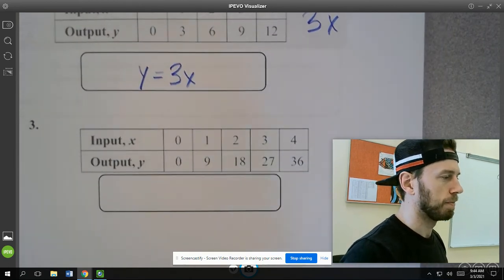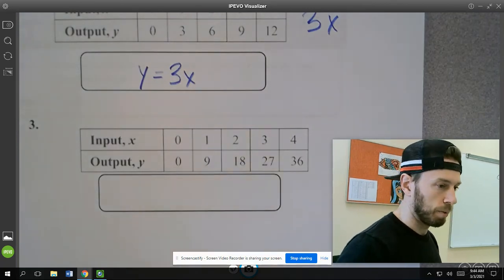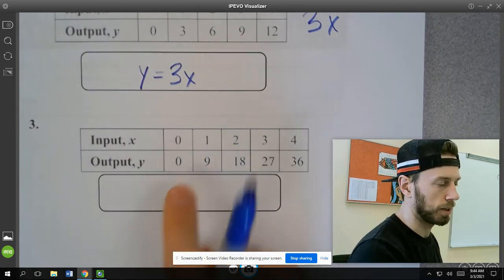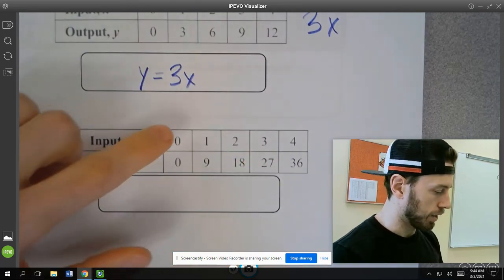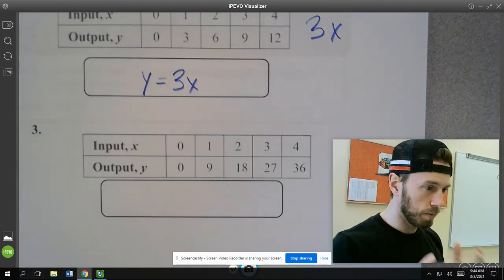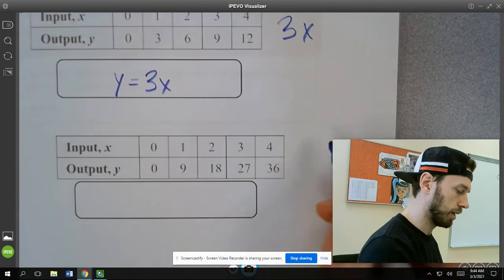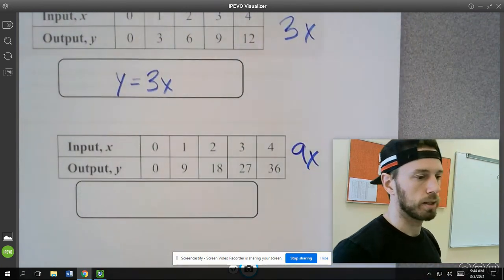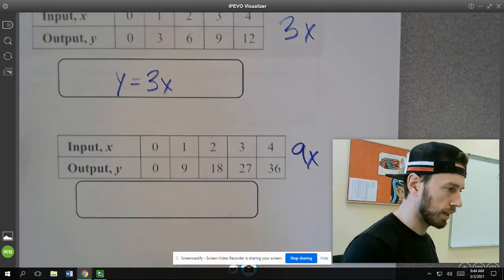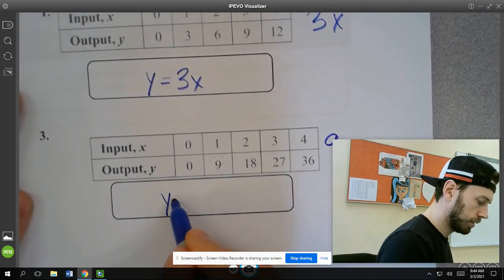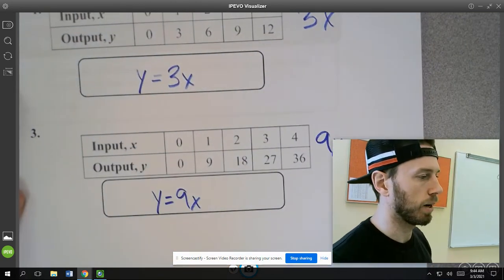Now let's take a look at this one down here. Again, we start off with the 0, 0. So we know it's not addition or subtraction because if it was addition or subtraction, then this would change, right? But it doesn't. 1 to 9, 2 to 18, 3 to 27, 4 to 36. Again, we're increasing from the input to the output. And this is another multiplication, right? What's happening to the input here is that it's being multiplied by 9. So the rule is 9 times x, 9 times the input. So what does that equation look like then? Well, y, the output, is equal to 9 times the input, 9 times x, y equals 9x.